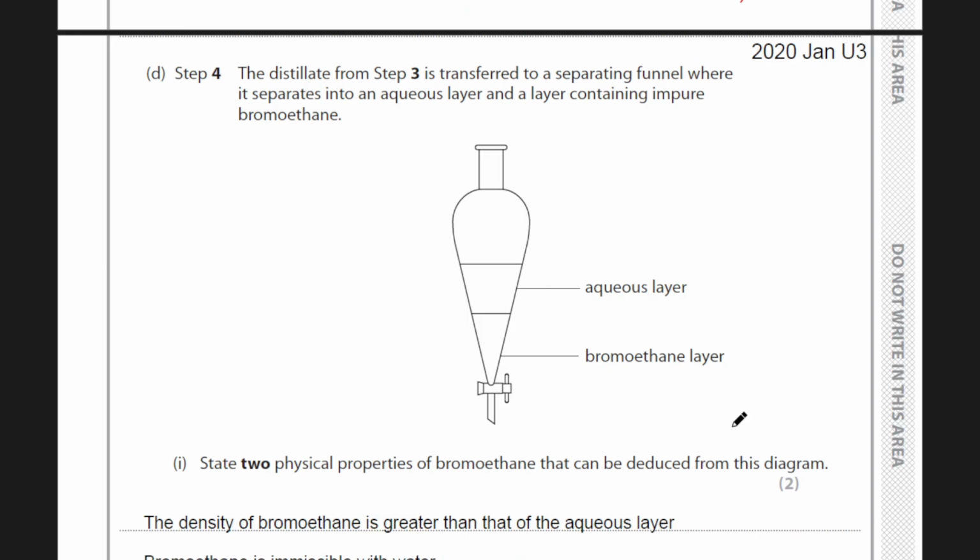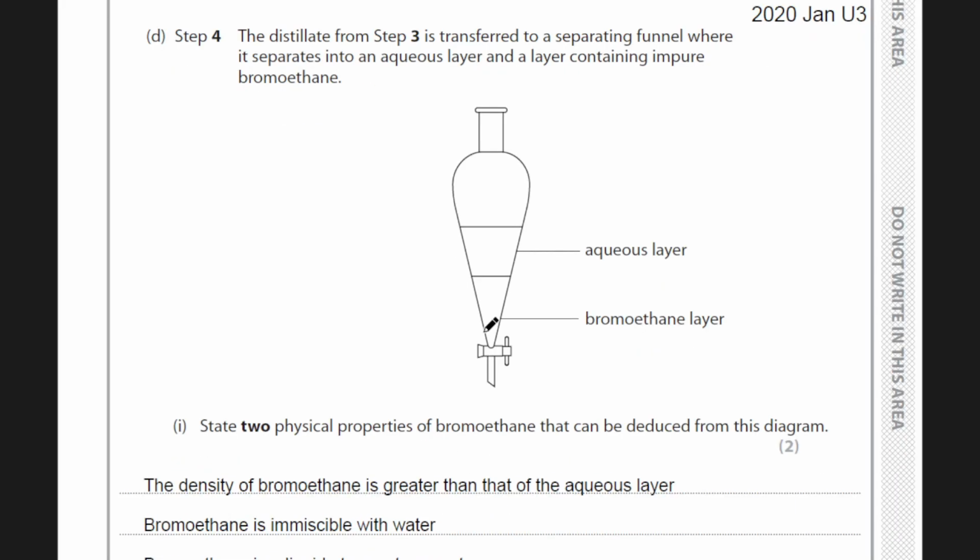Moving on, we can clearly see step 4. The visual diagram of the apparatus used in step 4 is shown. State 2 physical properties of bromoethane that can be deduced from this diagram. First of all, the density of bromoethane is greater than that of the aqueous layer. So obviously bromoethane is immiscible with water. These are the 2 points. And another thing you can say is that bromoethane is a liquid at room temperature.